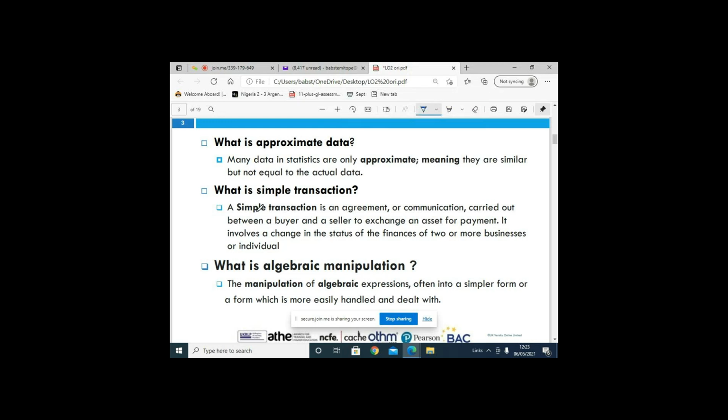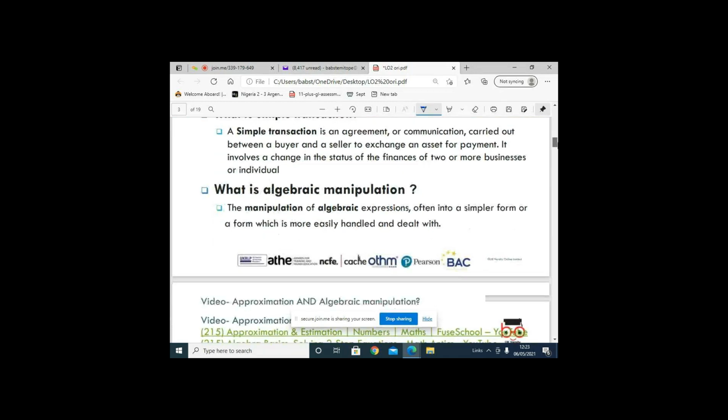A simple transaction is an agreement or communication carried out between a buyer and a seller to exchange an asset for payment. For example, just like a normal day-to-day transaction you do, you exchange something for the other. It's either goods for other goods or you're exchanging money for goods. It also involves a change of status in finances and, more so, in business.